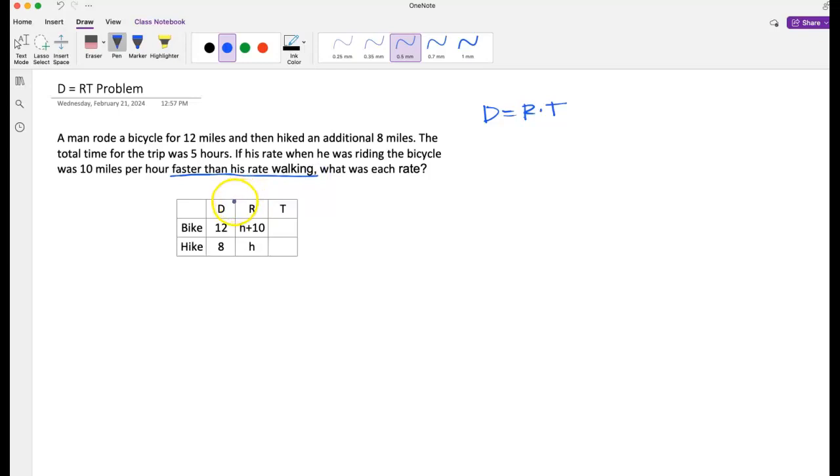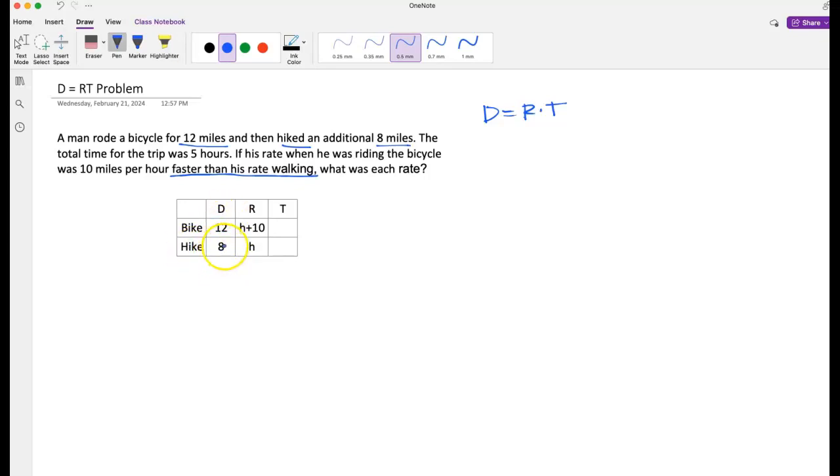was each rate? All right, so there's a bit of information here that I already put in the box here, right? So I had written down stuff about when he was biking or hiking. And on the biking one, we know that he went for 12 miles. So I put that under the distance. And then for hiking, he hiked 8 miles after that. So that goes under the distance with hiking.